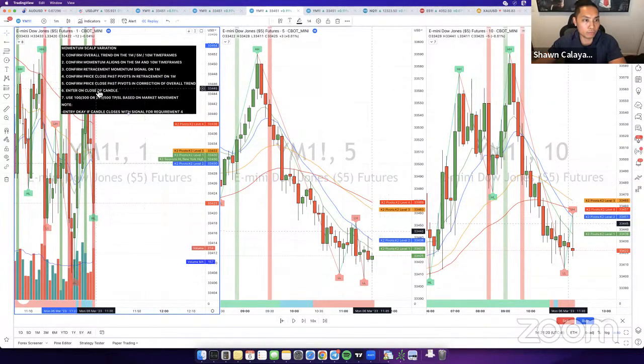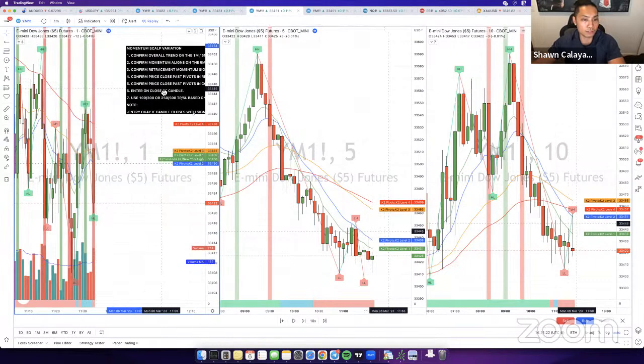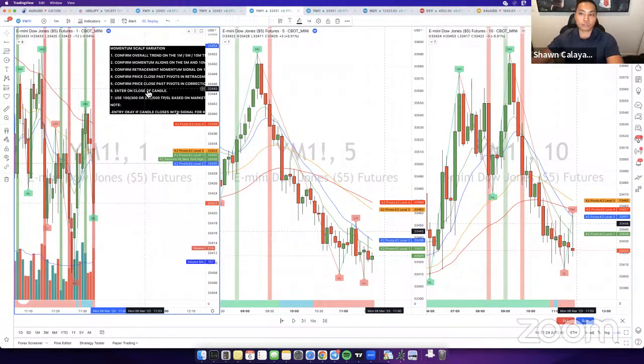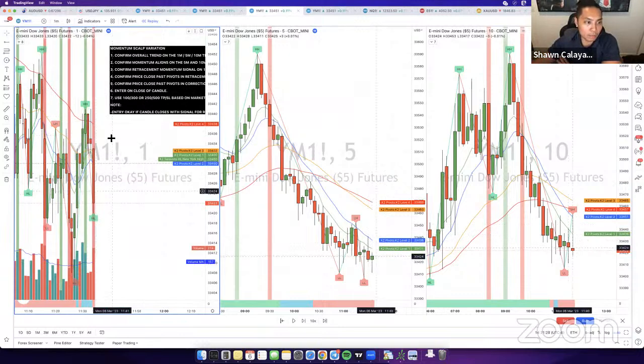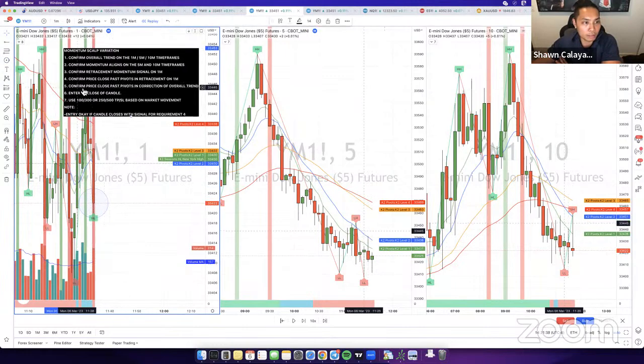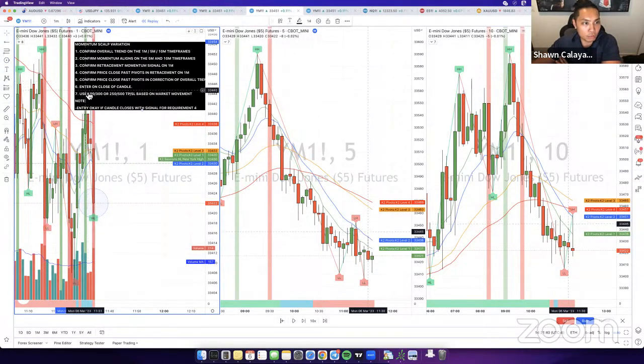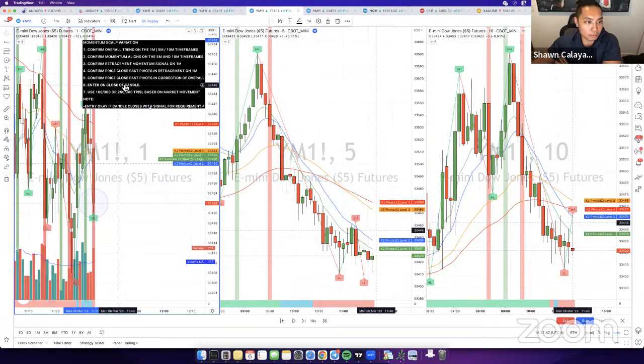Requirement 5, you want to confirm price closed past the pivots in correction of the overall trend. Since the overall trend here was bearish, when price closes below any of the pivots, or actually below all the pivots, this would confirm that it's back in a downwards trend. So we had price close below it on this momentum signal, and that would be requirement number 5. Requirement number 6, you want to enter on the close of the candle.